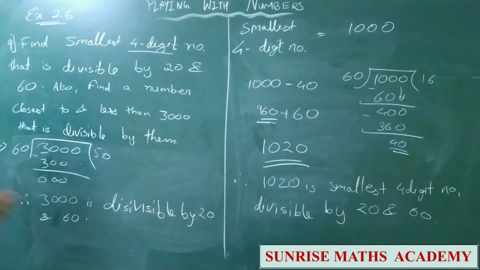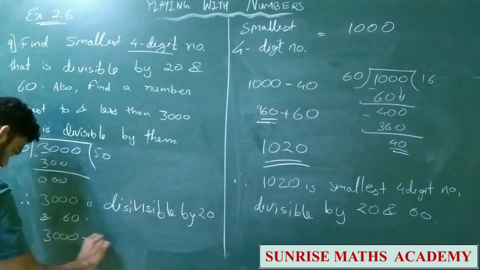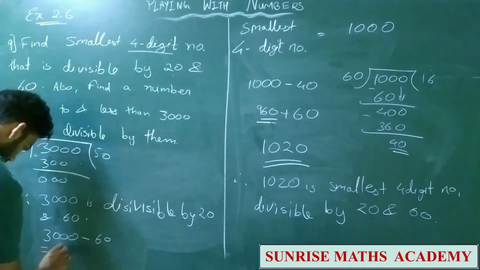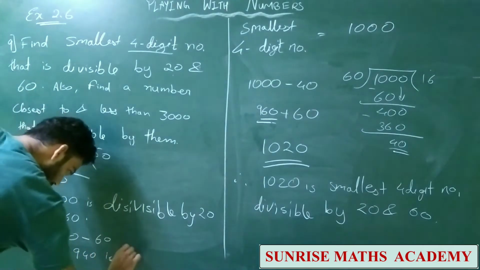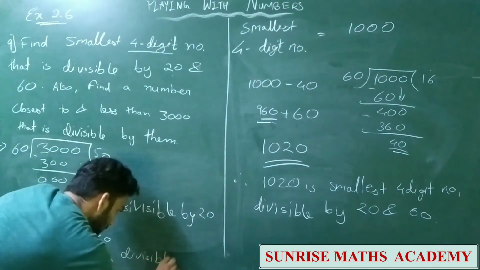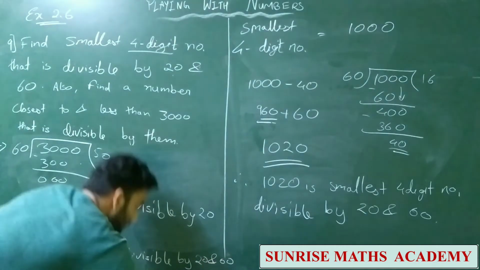We need a smaller number than 3000, so 3000 minus 60 हमें करना है. Why? Because if you subtract 60, that number what you get is also divisible by 60. That is 2940, which is divisible by 20 and 60.